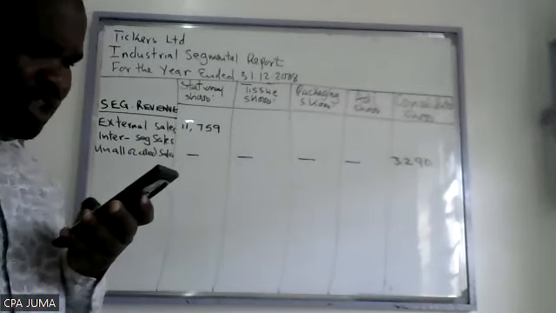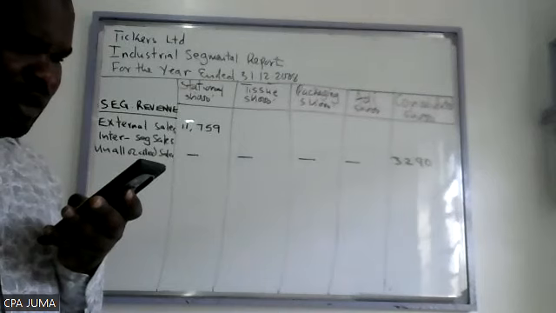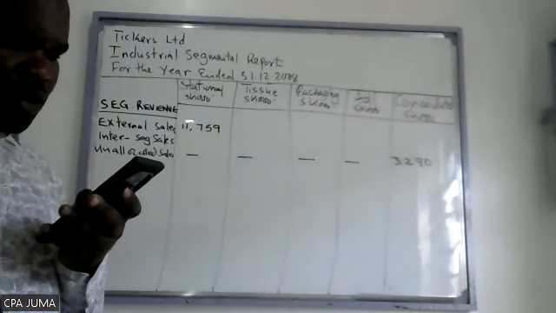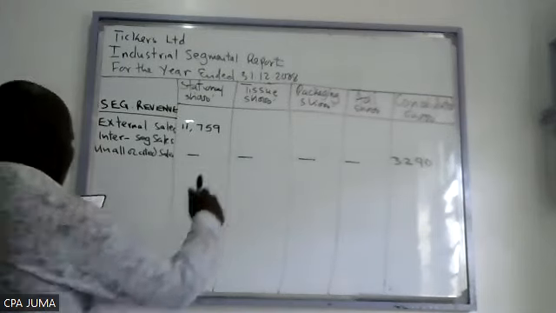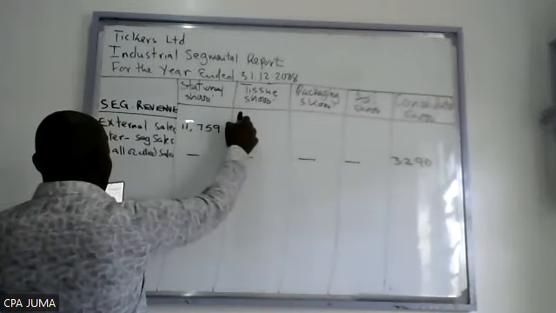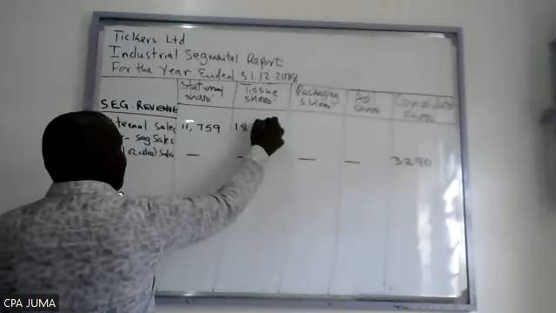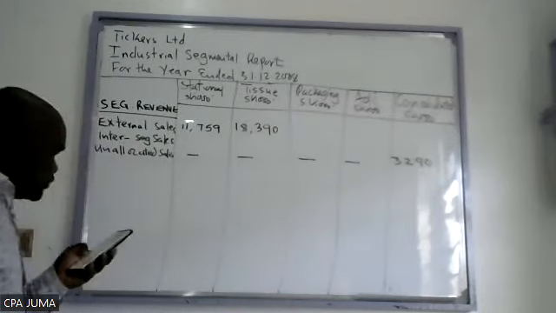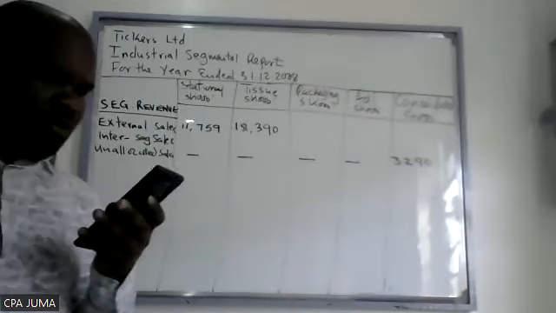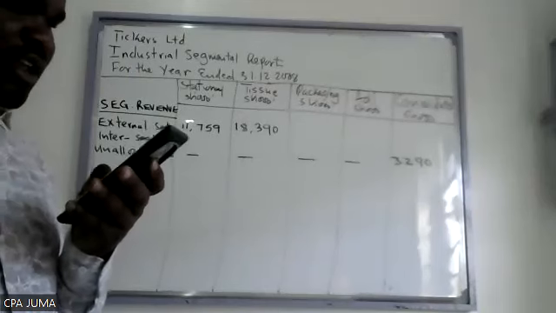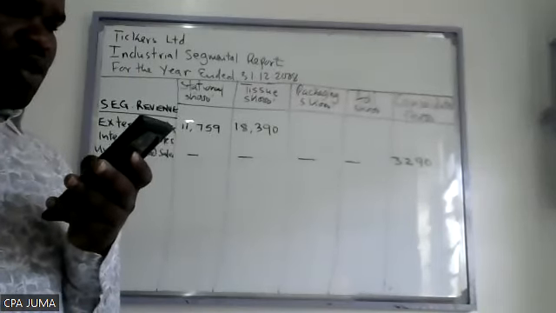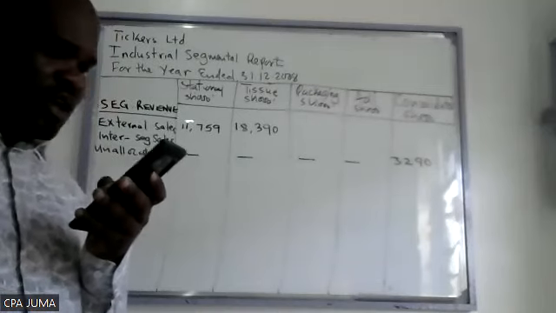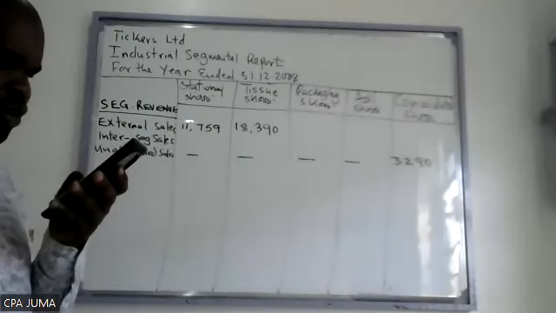Next, sales made to customers outside the group by tissue division, outside the group. So that one is here, external, 18,390. Assets, no. Sales, there is sales down there. Sales by the tissue division.